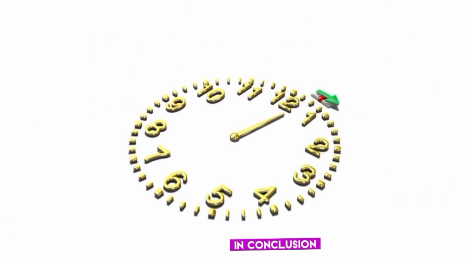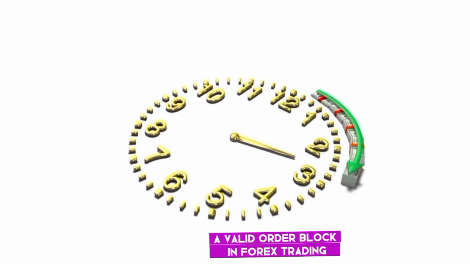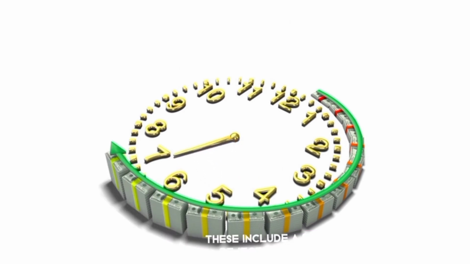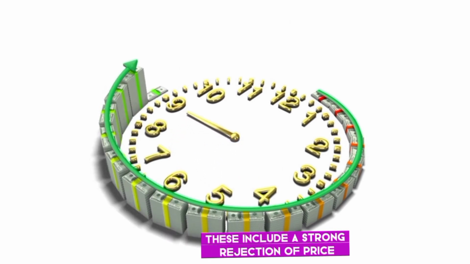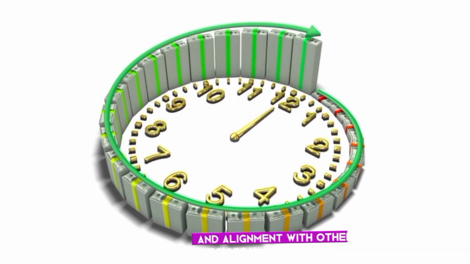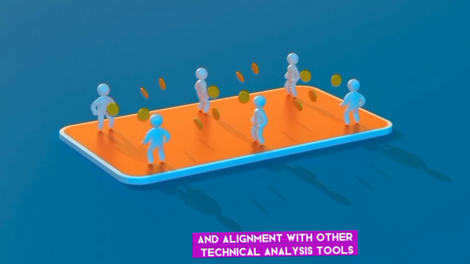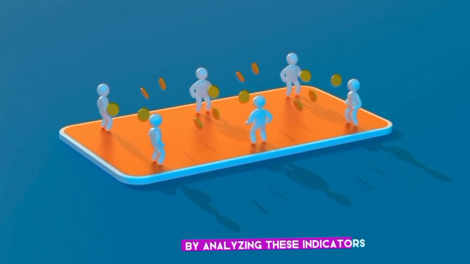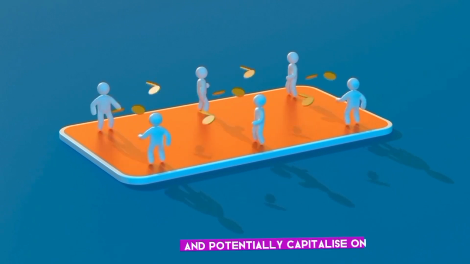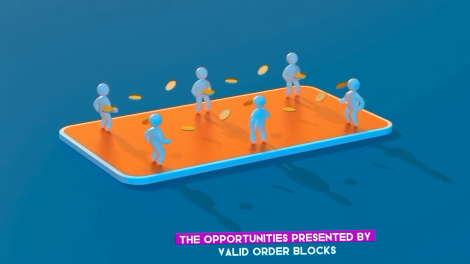In conclusion, a valid order block in Forex trading can be identified through a combination of factors. These include a strong rejection of price, high trading volume, a significant duration, and alignment with other technical analysis tools. By analyzing these indicators, traders can make more informed decisions and potentially capitalize on the opportunities presented by valid order blocks.